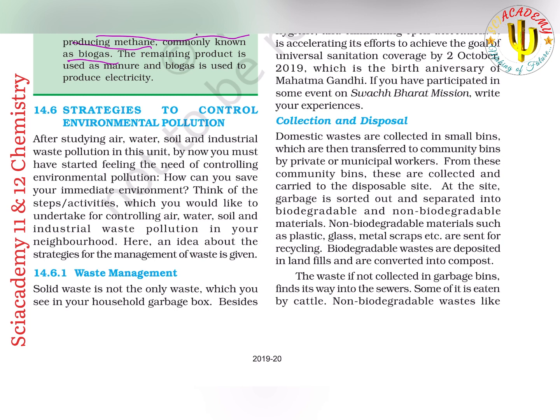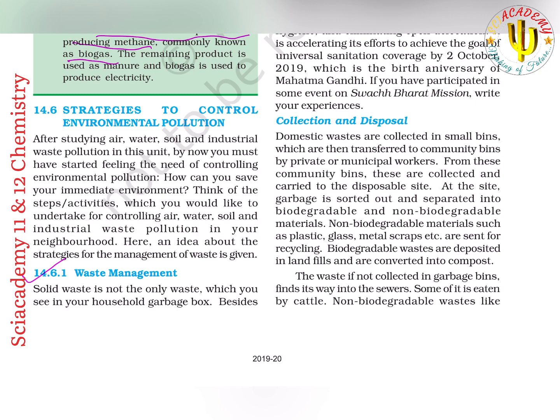14.6 Strategies to control environmental pollution. After studying air, water, soil, and industrial waste pollution in this unit, by now you must have started feeling the need of controlling environmental pollution. How can you save your immediate environment? Think of the steps or activities which you would like to undertake for controlling air, water, soil, and industrial waste pollution in your neighborhood. Here, an idea about the strategies for the management of waste is given.